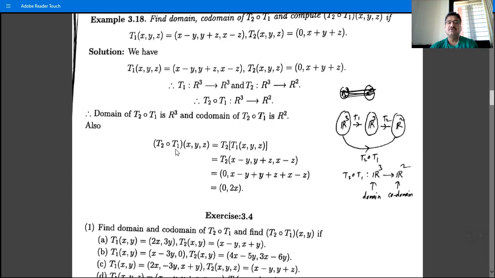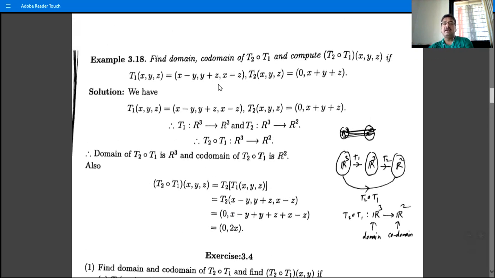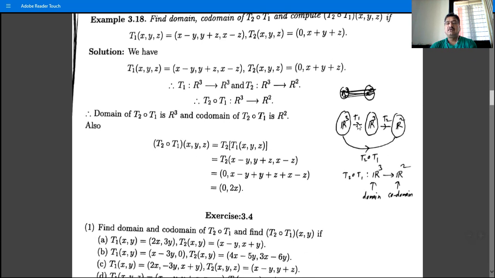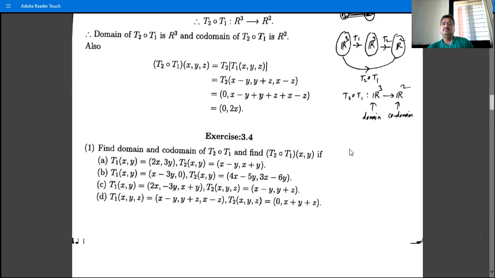And this is the T2 circle T1. So we have to find the domain and codomain of T2 circle T1. So draw this diagram and find. But T2 circle T1 circle T2 is not defined. T2 circle T1 is not defined.